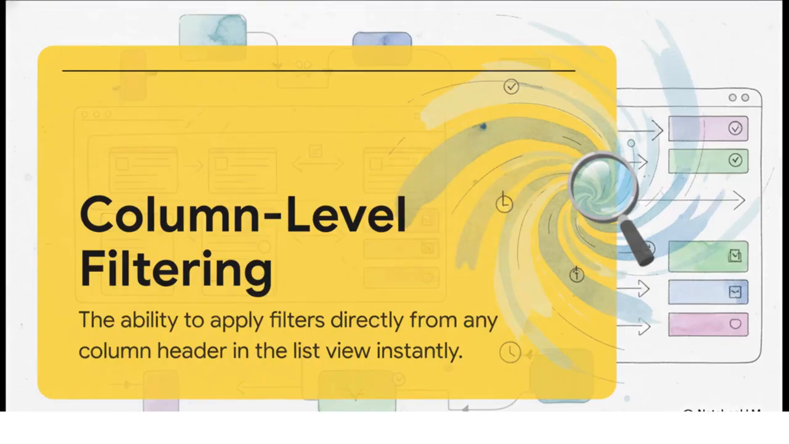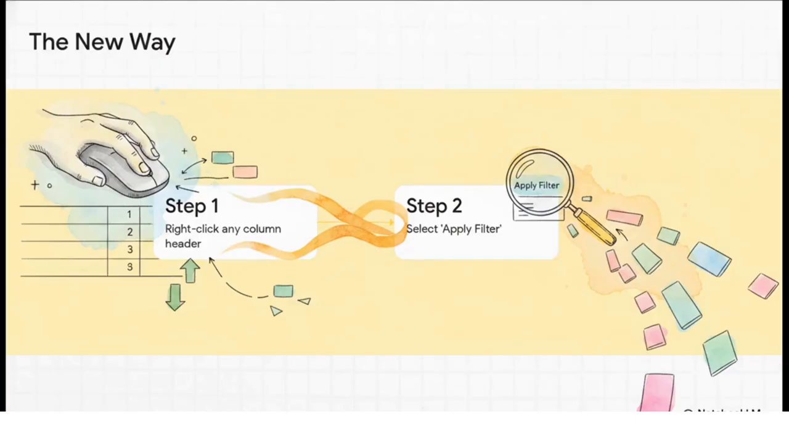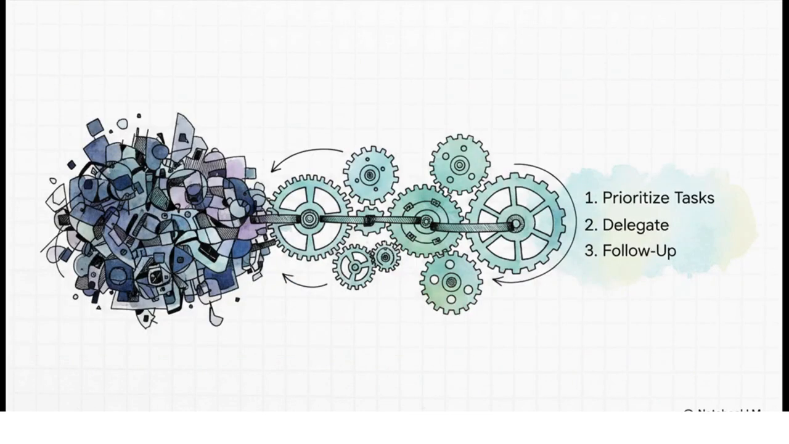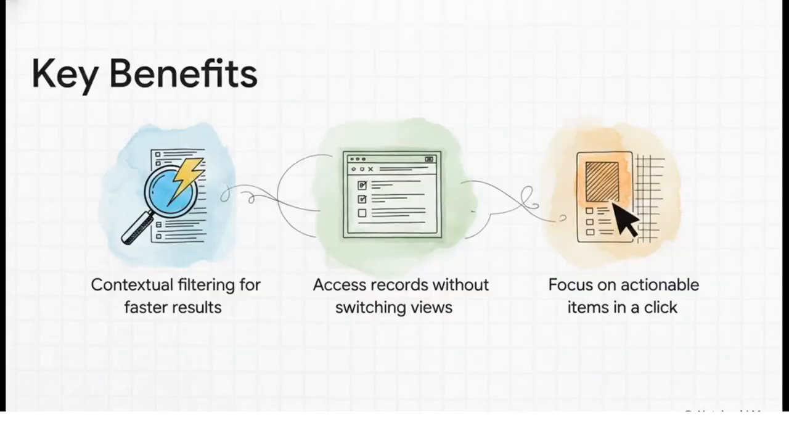Meet column level filtering. It lets you apply filters right from the column header, instantly. The new way is so much simpler. Seriously, just right-click a column header and you're done. So what's the big deal? Well, this simple trick completely streamlines your entire workflow. You get way faster results without switching views. You can just focus on what matters.